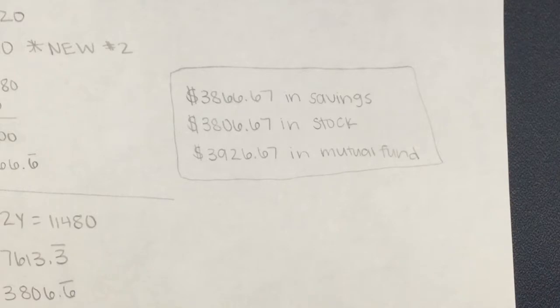For our answers, we got $3,866.67 in savings, $3,806.67 in stock, and $3,926.67 in mutual fund.